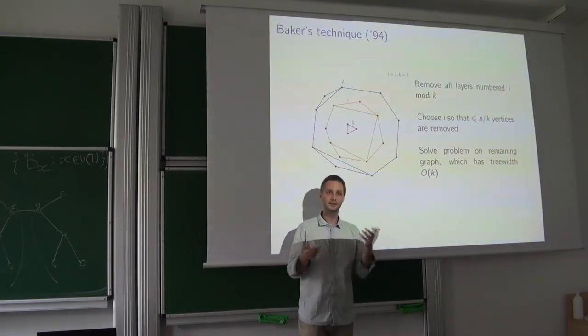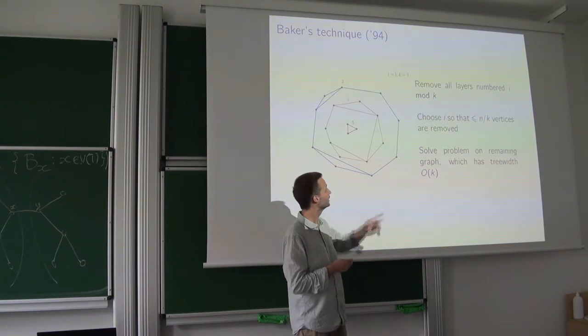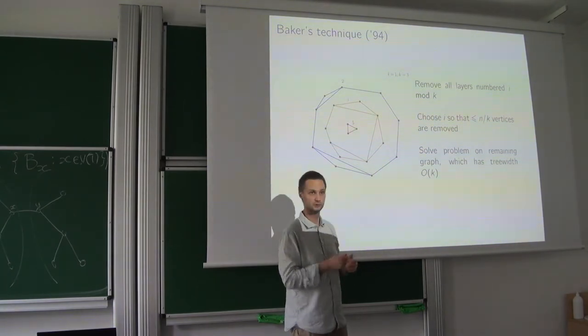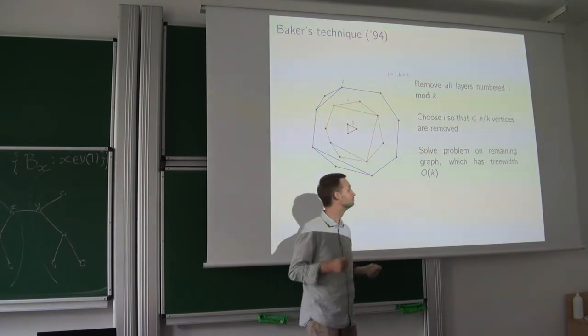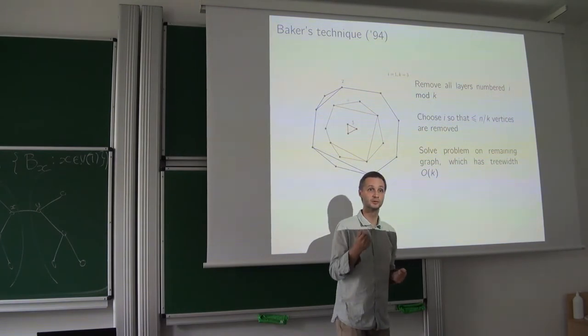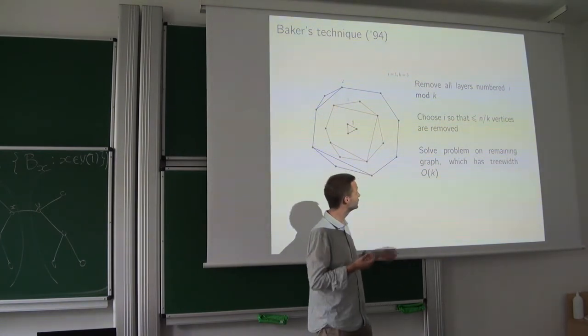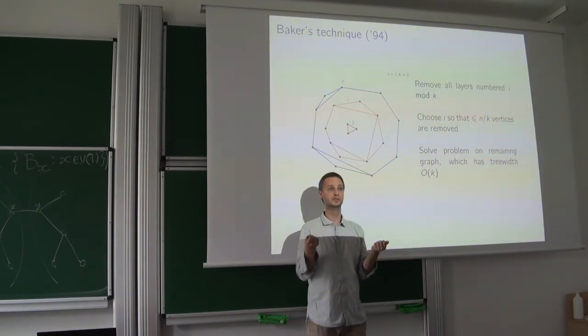And now typically the idea is to choose in the right way which layers you are going to remove. So choose this number i in the right way, and often a good choice is to try to minimize the number of vertices you're removing. So by pigeonhole, there is a choice of i so that you're removing at most n over k vertices.